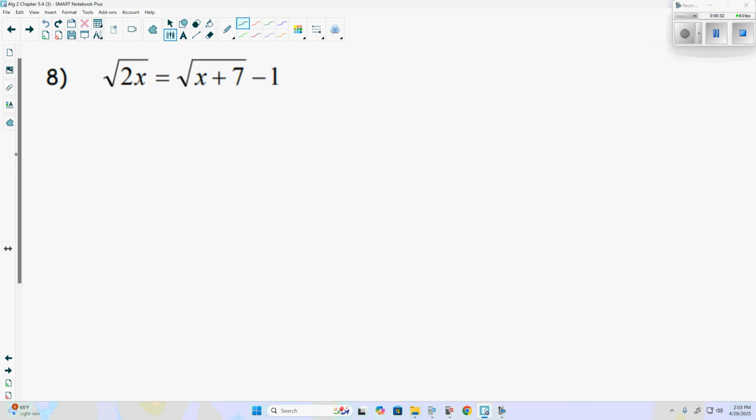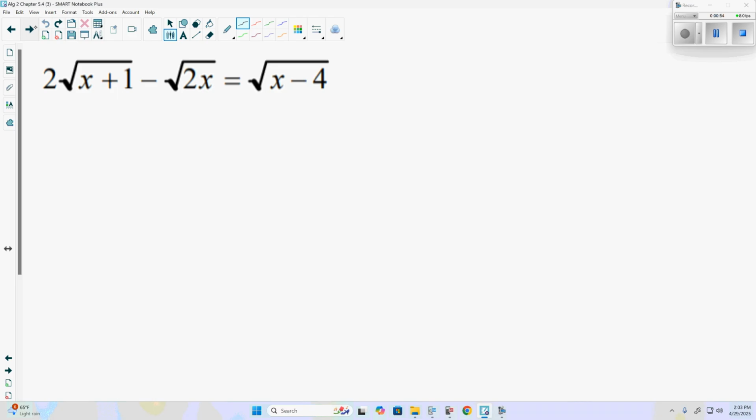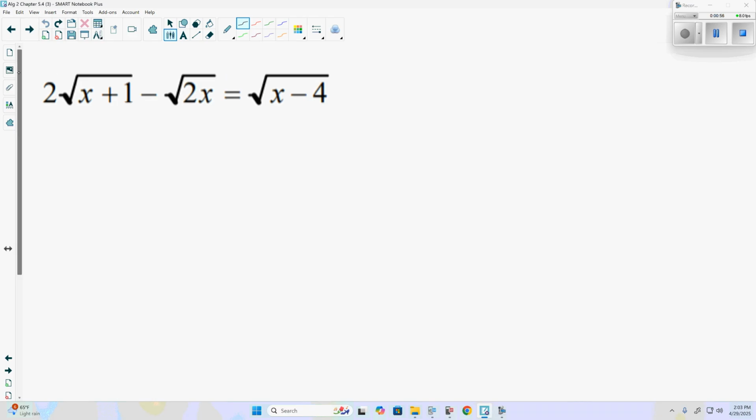So, looking at this here, this is another one of our solving. We have square root of 2x equals the square root of x plus 7 minus 1. Now, is there one radical? No. If not, we have to even them out. So we have two radicals, so we need to have one on either side. Okay, we're good there.